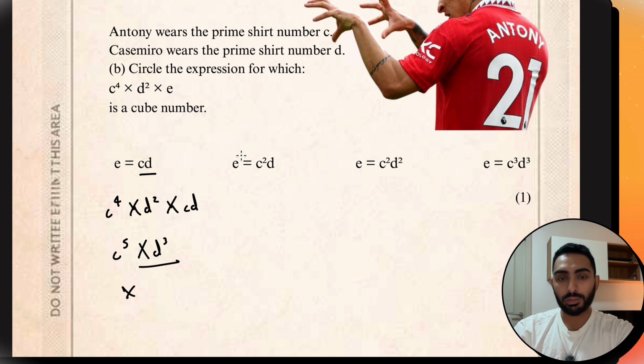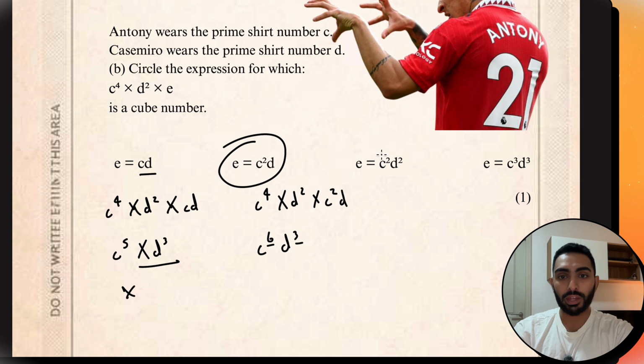For the next one, if we substitute E as C squared D, we get C to the 4 times D squared times C squared D. C to the 4 times C squared would be C to the 6. D squared times D would be D cubed. Both of these divide by 3. That means it is going to be a cube number. It would be that one.